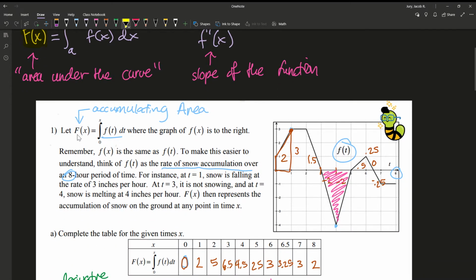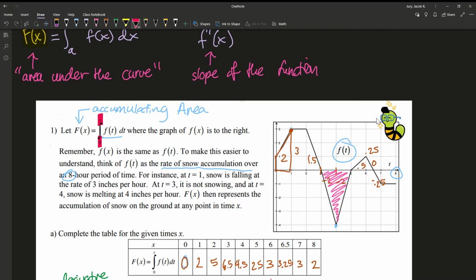So our capital F of x function actually accumulates area as we go from 0 to x. This function is not graphed. The function that we're accumulating area on, f of x, or f of t, because it's the same, is graphed at our right. And I put a little bookworm there, and it's dressed like a honeybee for some reason, but I thought it was really cute.